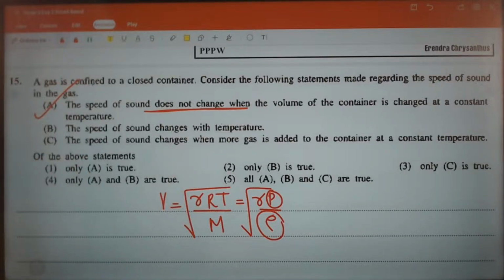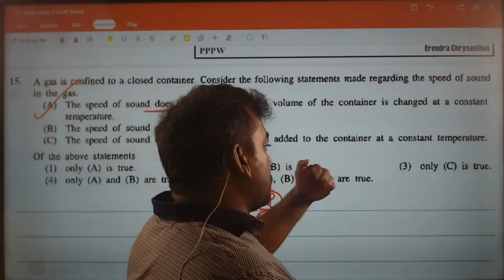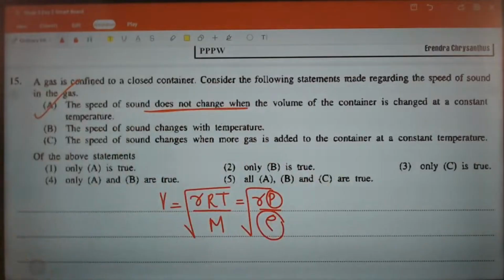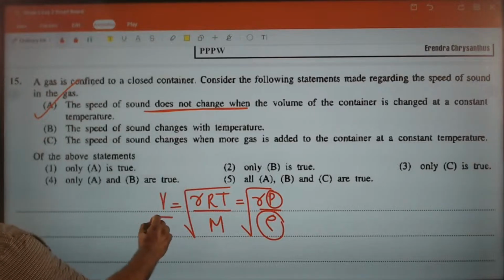When the volume changes, pressure will change. When the pressure changes, density will also change. Therefore, there is no change in the velocity of sound in air.